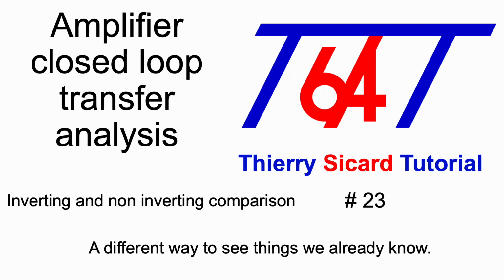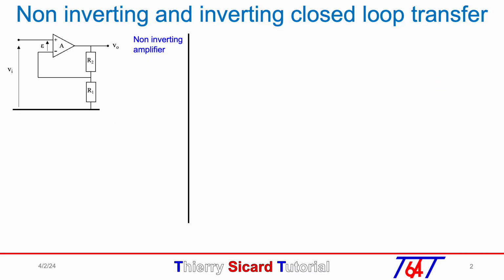Hello everyone, in this Thierry Sicard tutorial number 23, we will analyze the closed-loop transfer function for a non-inverting and inverting amplifier. We start the analysis with a non-inverting amplifier. We define the feedback ratio K equal R1 over R1 plus R2.